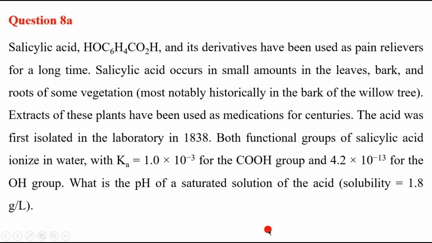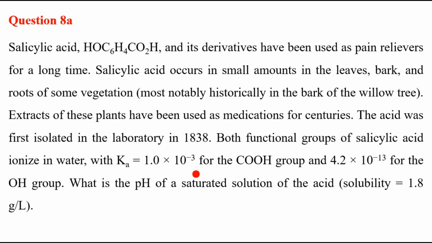Then they are asking for the pH of a saturated solution of the acid, with solubility equal to 1.8 gram per liter. That means the acidity will be determined by the hydrogen dissociated from this group plus the hydrogen dissociated from that one. But we need to check which one dissociates first by looking at the Ka. For example, the Ka for the carboxylic acid is 10 power negative 3, and for the hydroxide it is 10 power negative 13. That means the carboxylic acid, which has the higher Ka value, is the one that dissociates first to give the first hydrogen in the solution.